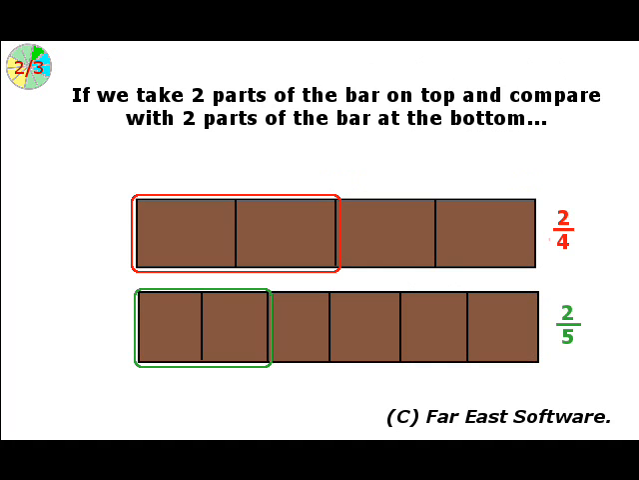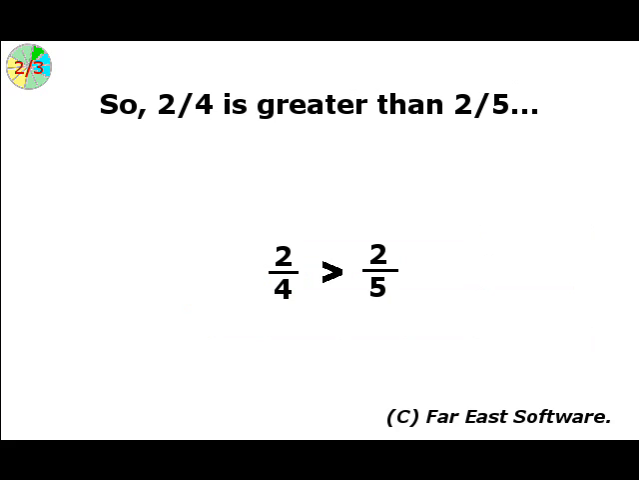We have already seen that 1 by 4th is larger than 1 by 5th. Let us now see what happens if we take two parts of the bar on top and compare those two parts with two parts of the bar at the bottom. We can see from this figure that the combined size of the two parts of the bar on the top is greater than the size of the two parts of the bottom bar. Therefore, 2 by 4 is also greater than 2 by 5.